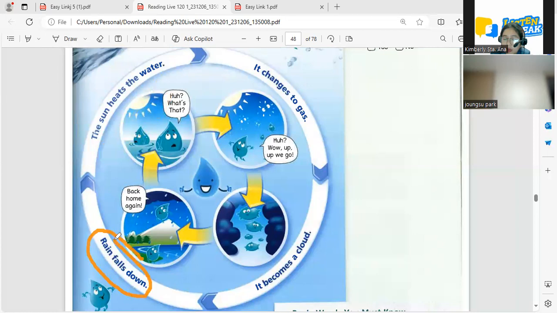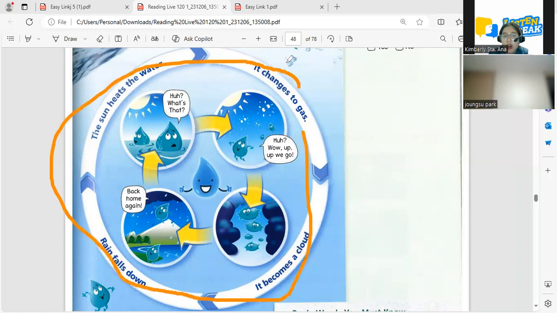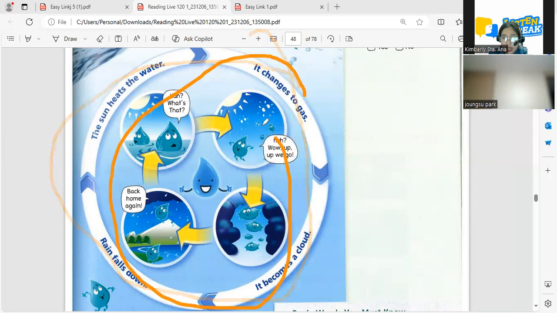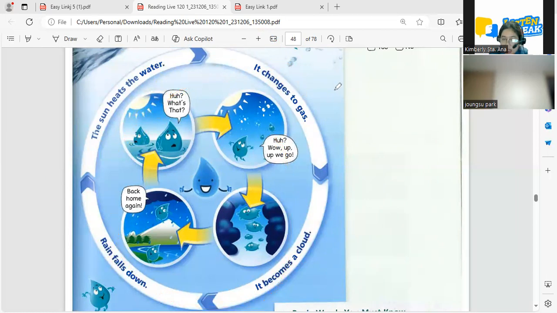Rain falls down. Very good. See, that's how the water cycle works. Okay, Jimin, what do we call this? The water cycle. Can you say that? The water cycle.